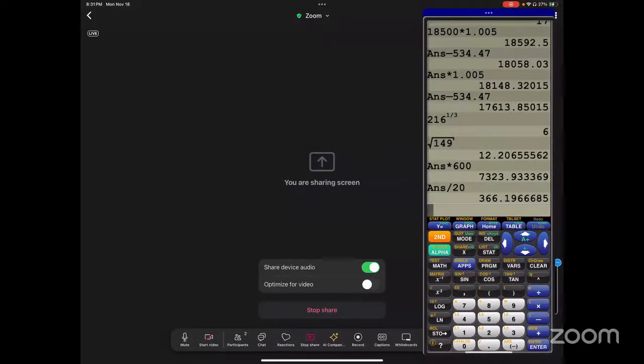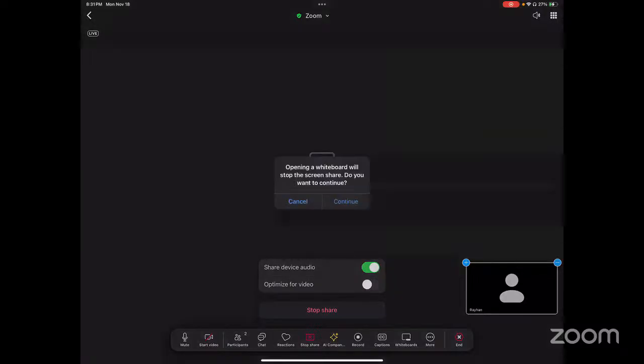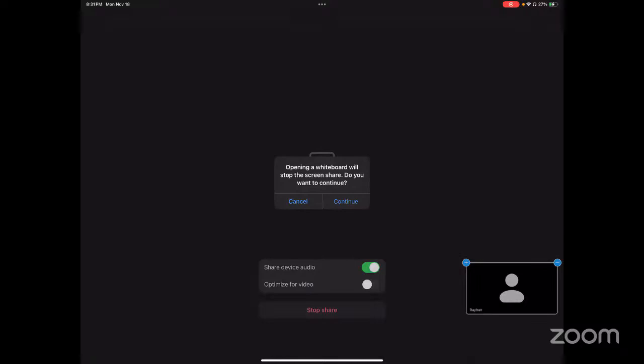Okay. So let me see. I'm gonna try to stop the share of this. Yeah, so the problem with Zoom is, if I share my screen, you can see my calculator now, right? Yeah, I can. Okay. But then when I open up the whiteboard, I think it's gonna turn that off. Unfortunately, the whiteboard doesn't allow me to share my calculator at the same time.